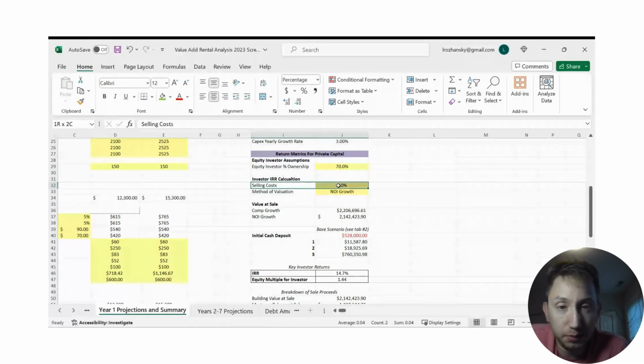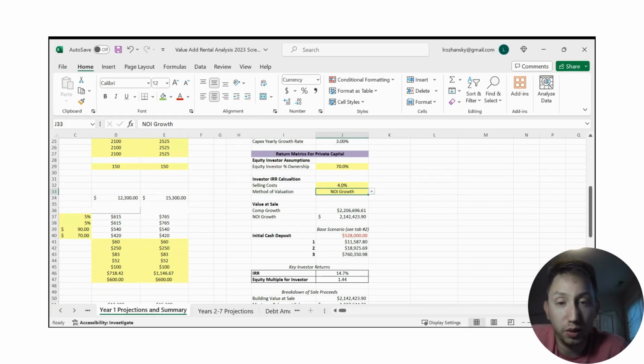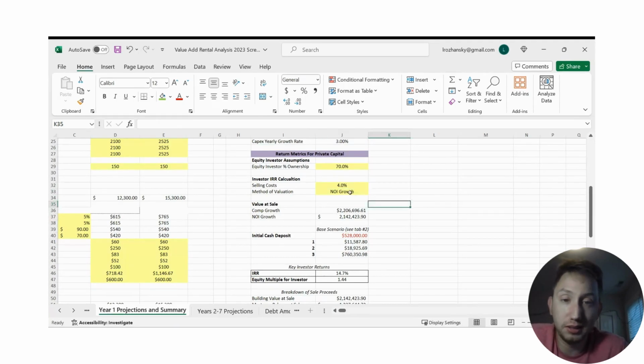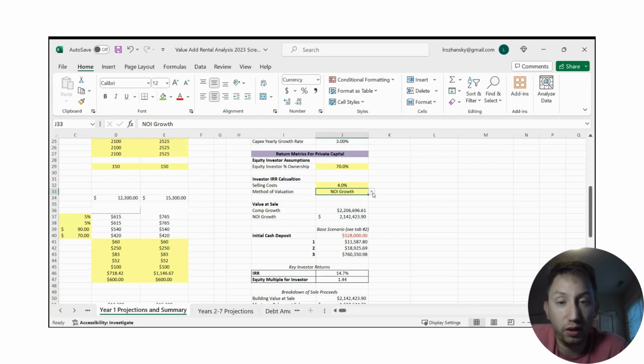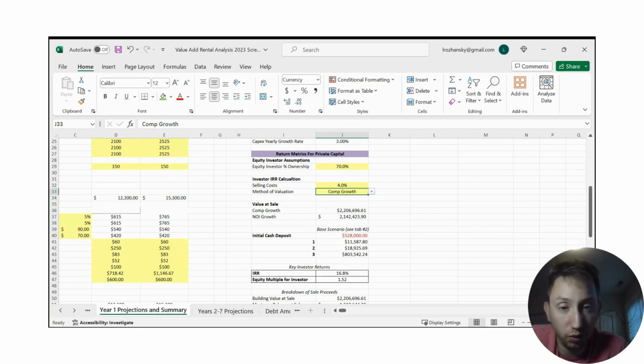Next, we want to make some assumptions about selling costs. So selling cost is going to be 4% on the back end, right? That's typical broker fees, some closing costs, etc. Then we want to select a method for valuation. Again, remember we talked about whether we're doing NOI or comp based. Since this is a 6-unit building, I will keep it as an NOI basis. But if I wanted to, I could select comp growth, and it would project out the value of the building using the annual appreciation rate.